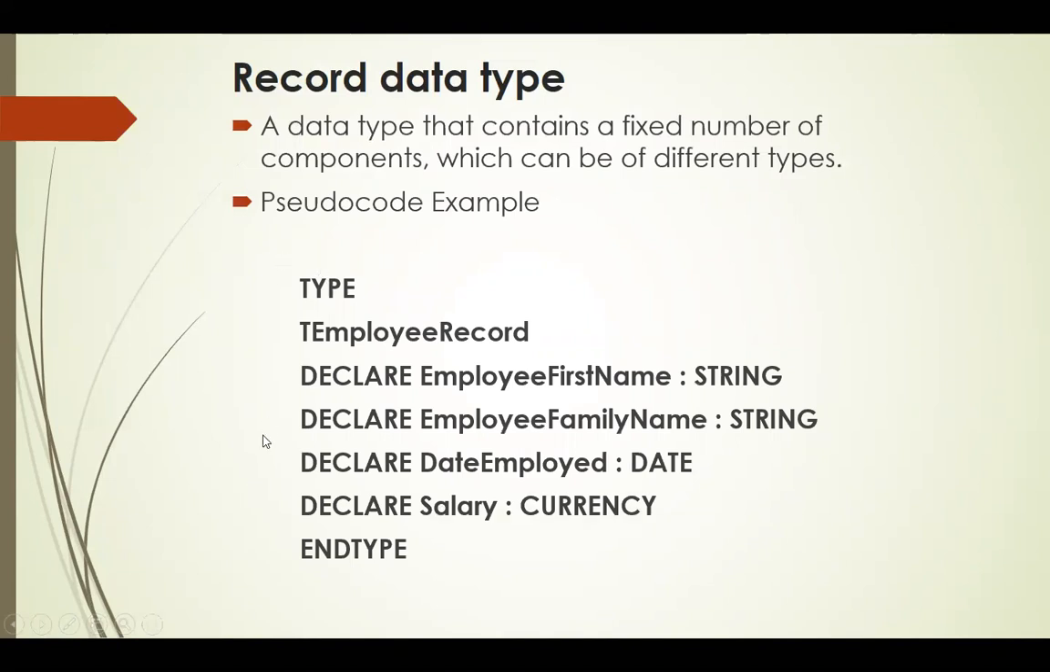This is a pseudocode example of how you can define a composite data type. You can see this type is actually TEmployeeRecord, and you're declaring the name as string, the family name as string, the date employed as date, and the salary as currency. When you make this, you are making a data type which holds not one, but four different compartments for four different kinds of data input and output.